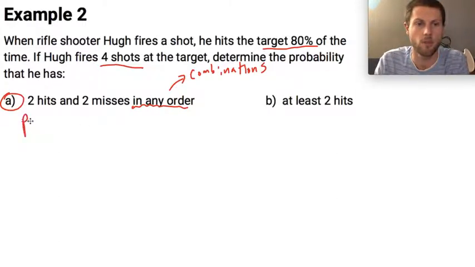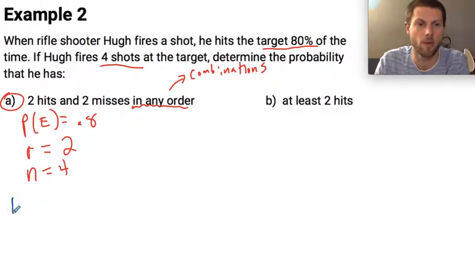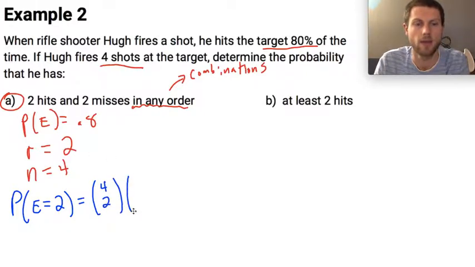So first, the probability of the event occurring is equal to 0.8. I can write down the number of successes I'm looking for is 2, since I want 2 hits, and the number of trials is equal to 4. So let's switch colors up here, and I want to find the probability that this event occurs exactly 2 times. That is going to be given as 4 choose 2, the n choose r, times 0.8 to the second power, the number of successes, times 0.2 to the second power, the number of failures.